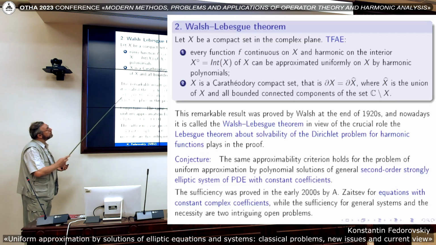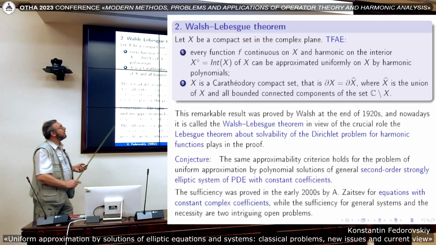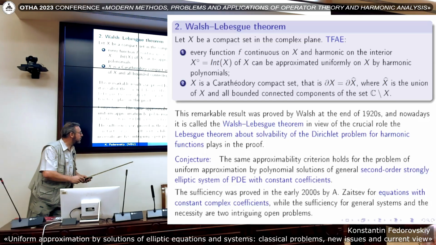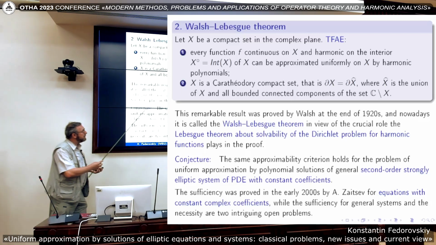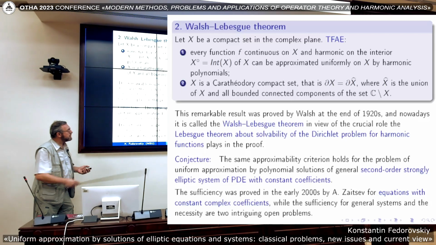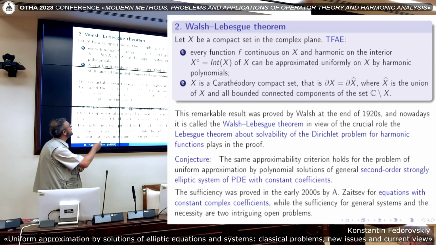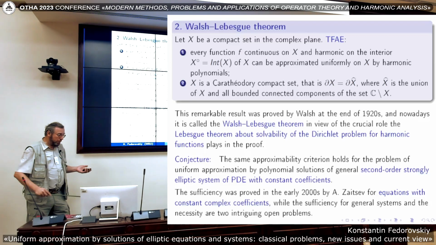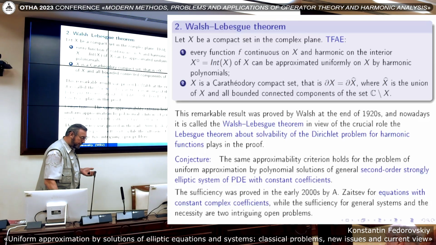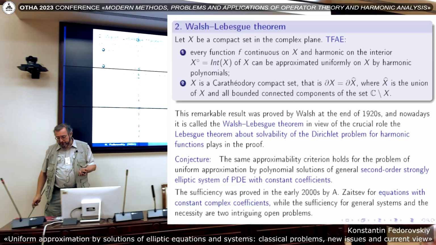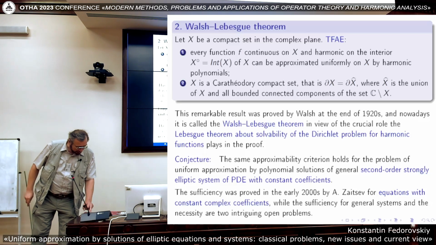It's not possible to follow the scheme of the Walsh-Lebesgue theorem just because we have no results about general solvability of the Dirichlet problem for such equations in general simply connected domains, or at least in Carathéodory domains, because all known results use very strong restrictions on the smoothness of the boundary.